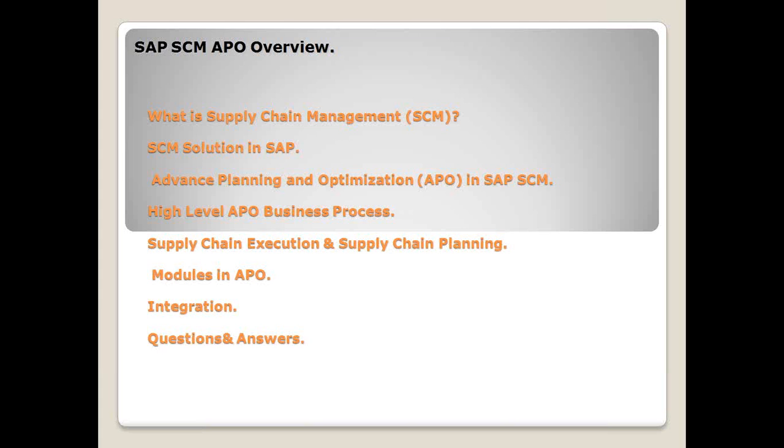So this is going to cover what supply chain management is and what SCM solutions are provided by SAP software. In that, what is the part of APO and the high level APO business process, and what is the difference between supply chain execution, nothing but the ECC system, and the APO system. What modules are there in SAP APO and how it is integrated to the other systems, and finally your questions and answers.